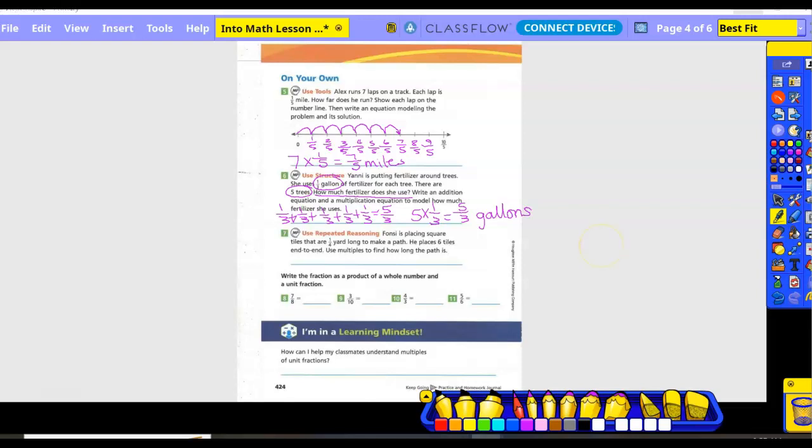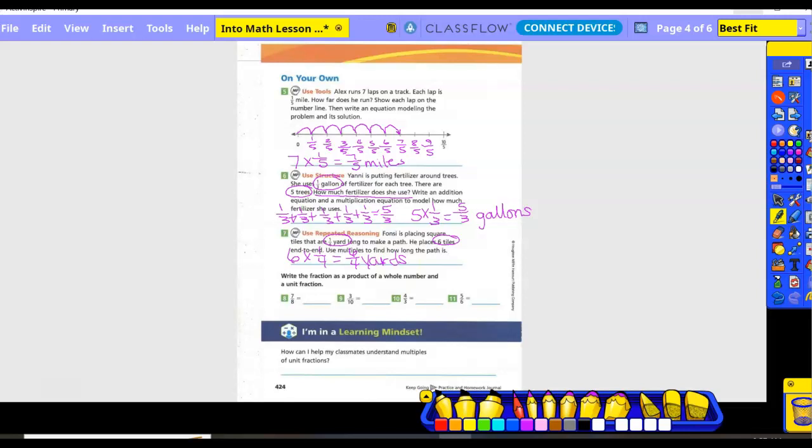Number 7, Fonzie is placing square tiles that are 1/4 yard long to make a path. He places 6 tiles end to end. Use multiples to find how long the path is. So pull out our information. 6 tiles, 1/4 yard long. What's going to be my multiplication equation? 6 times 1/4, which equals what? 6/4 yards.